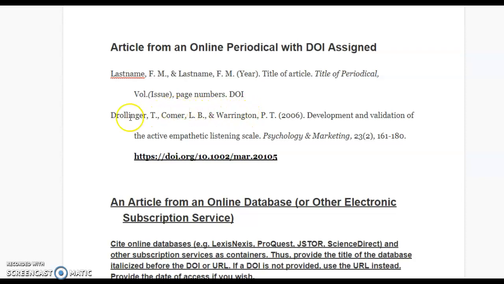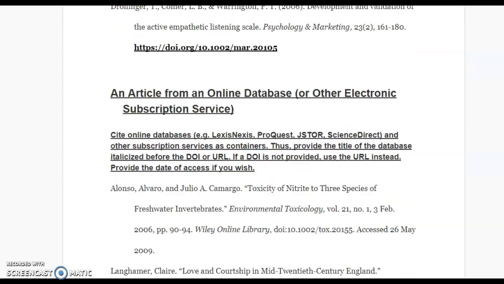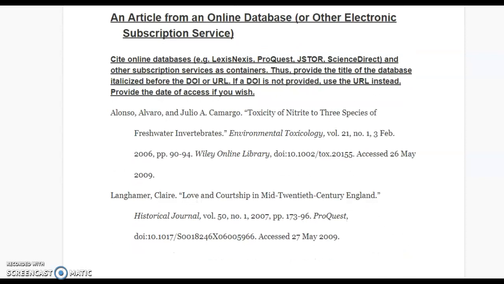And here's just another example of that with actual words typed in. Here are the names, the year of publication, the article title. Notice the only thing that's capitalized is the first word, and then any proper nouns. And then the title of the periodical, notice there's a comma, the volume and the issue number, the page numbers, and then again, I'd put the DOI or the URL. So that's APA. And then MLA, here you have, again, the last name, the first name.